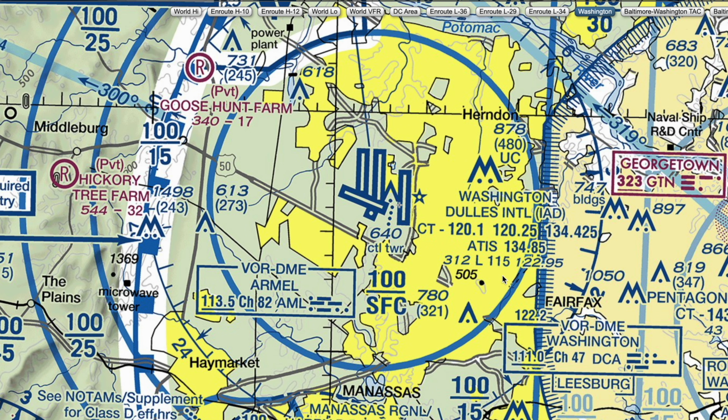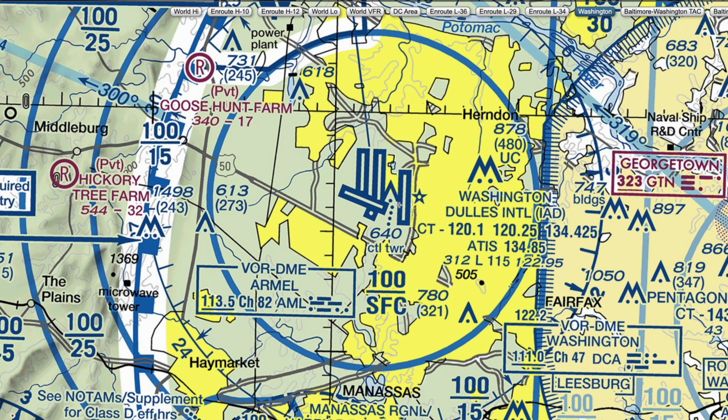But what I want you to know is that there is a reason why Dulles International does not publish the traffic patterns on sectional charts. And that's because all traffic is directed by air traffic control. So VFR, or visual flight rule traffic patterns, are not used.